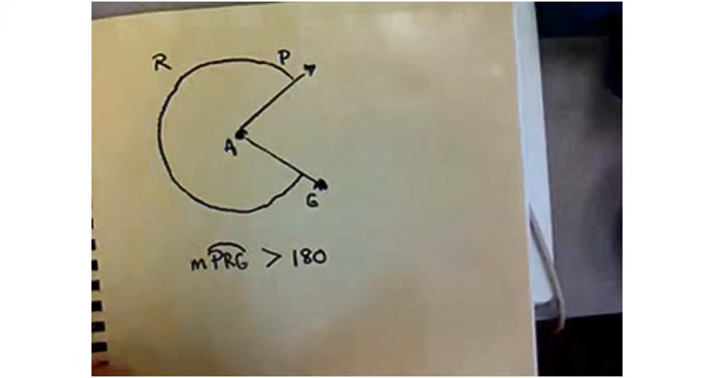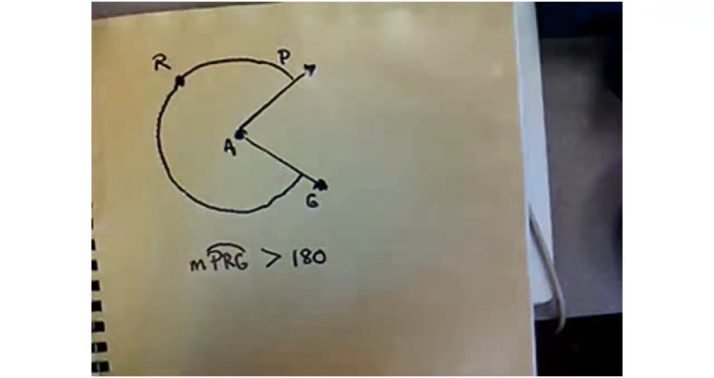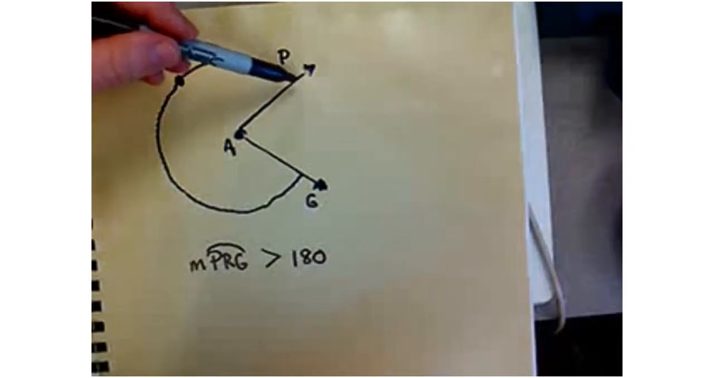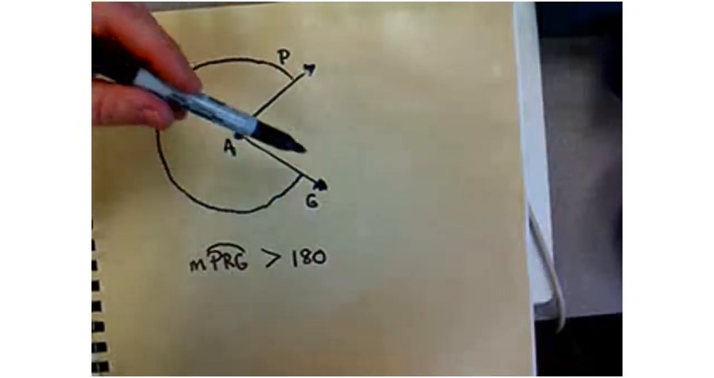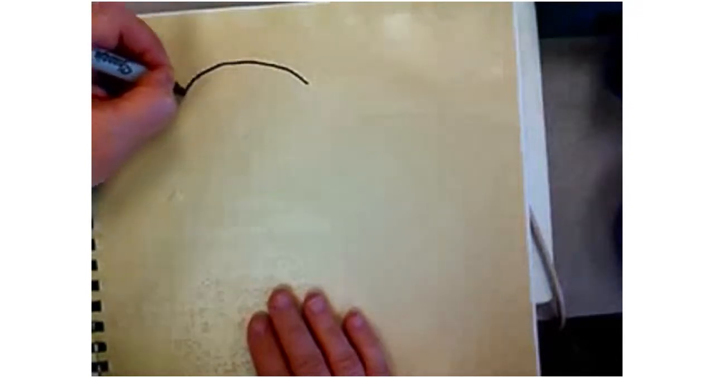Is R a center point? No, but it could be. But we don't want it to because we're using R to name our major arc, PRG. We've got to name our major arc with 3 points. We couldn't say the measure of PG is greater than 180 because PG is a minor arc. Minor arcs are named with 2 points. Major arcs are named with 3 points. Okay? So a minor arc is always less than 180.